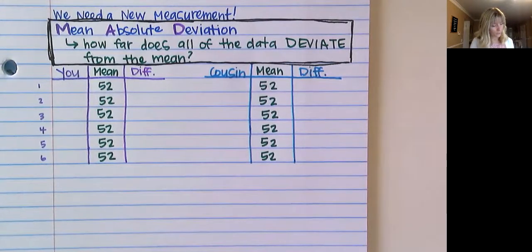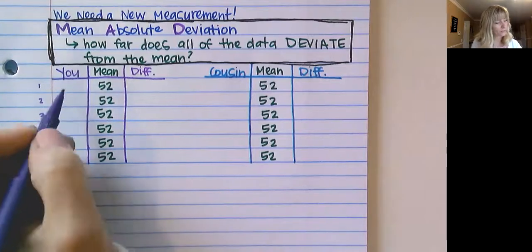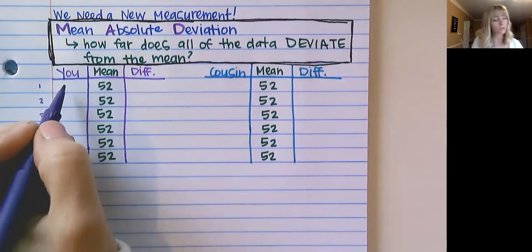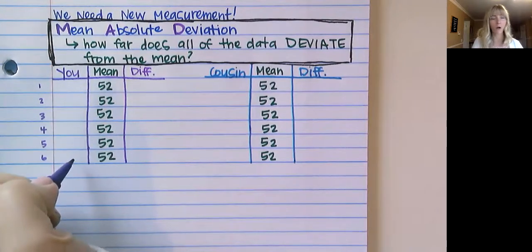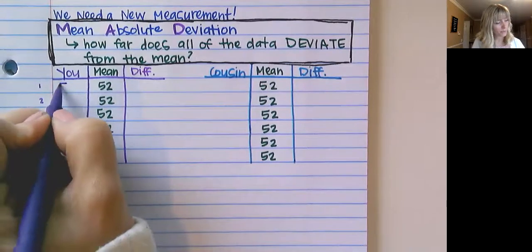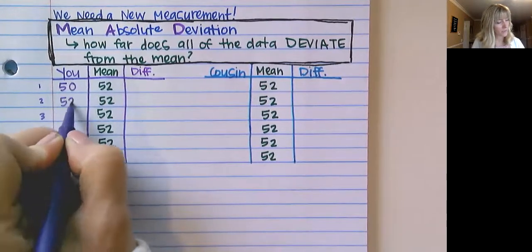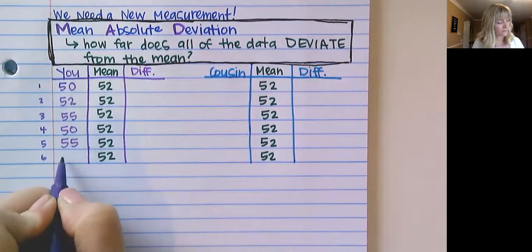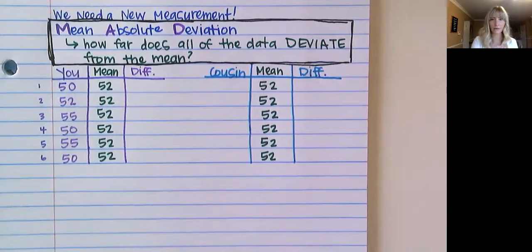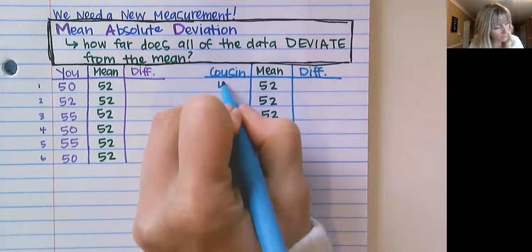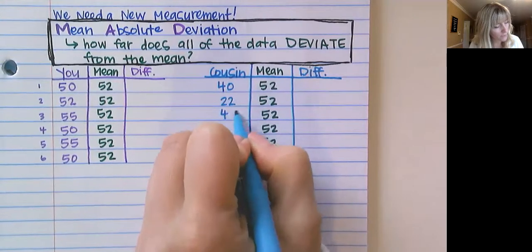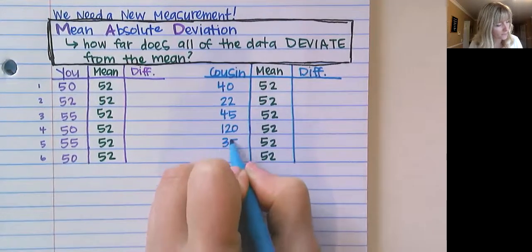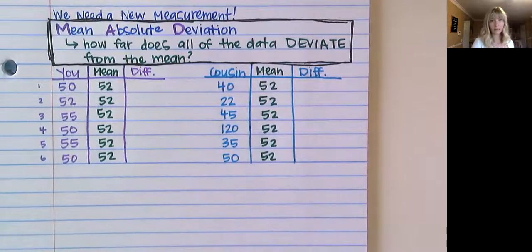So for you, let's go back through and actually put, and I'm just copying this from the table, our actual physical data from all 6 months. So if I look back up at the table up there, my first month was $50, then $52, then $55, then $50, $55, and $50. So that is just the original data. I didn't calculate that, I just copied that again from the table. I can do the same for my cousin's data. This is how much they saved every month: 40, 22, 45, 120, 35, 50. So there's my cousin's data.